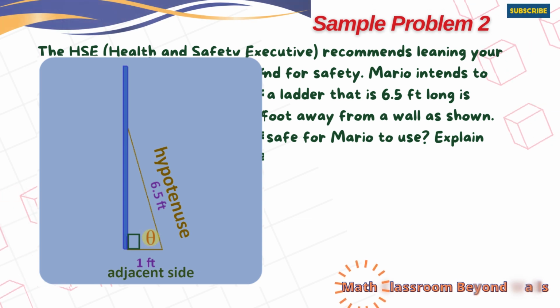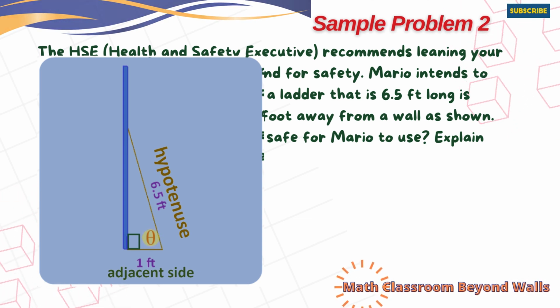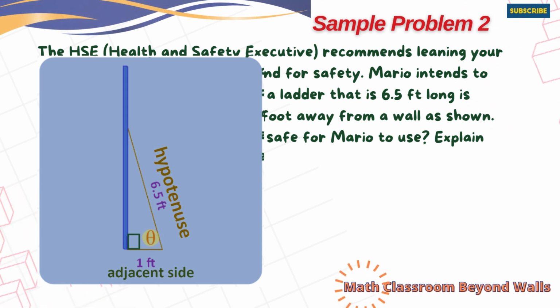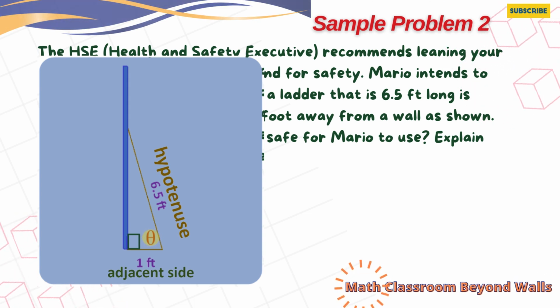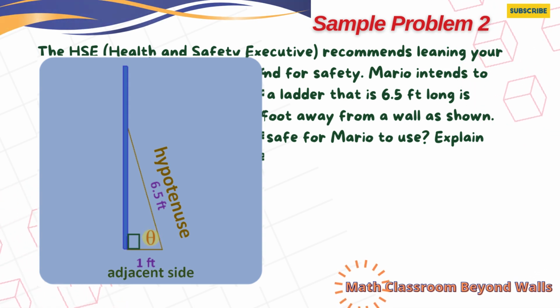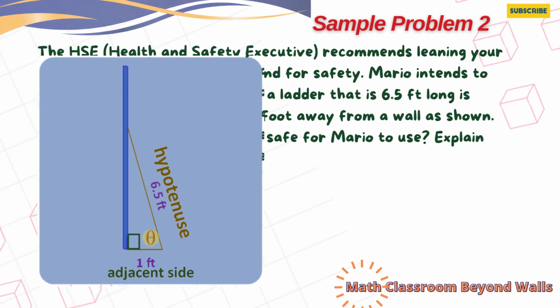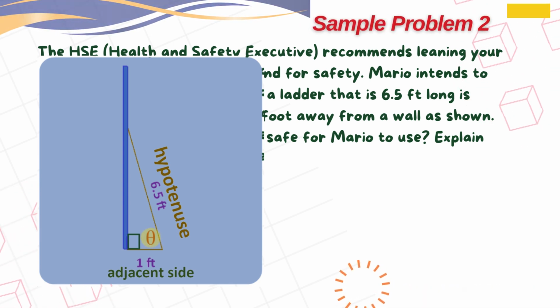We will find the angle measure that the 6.5 feet ladder creates with the ground by solving for angle theta. The result will help us determine if the ladder with the way it is set up is safe for Mario to use. Look at the labeled triangle this time.